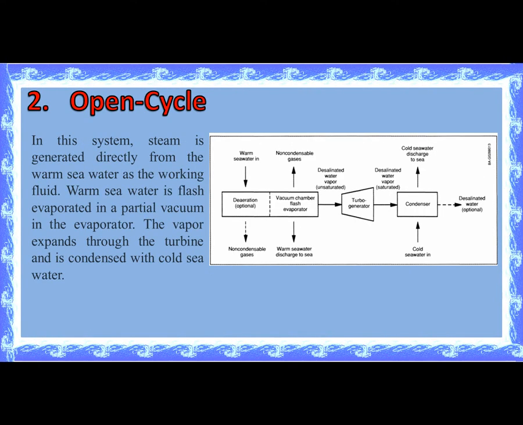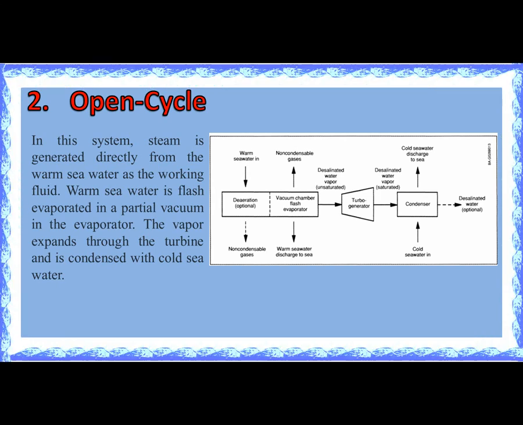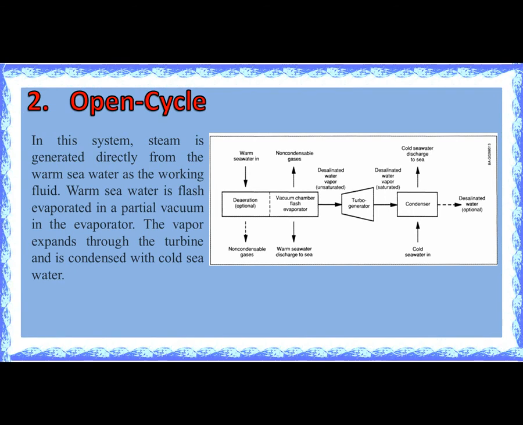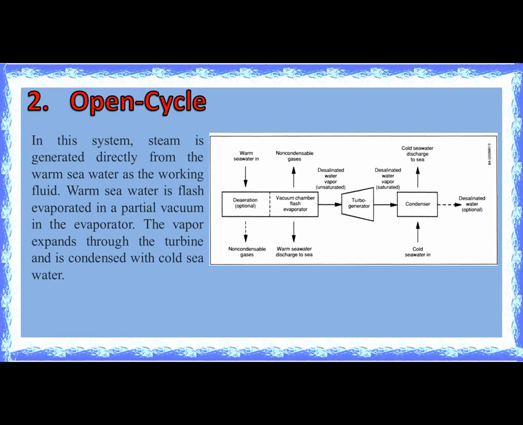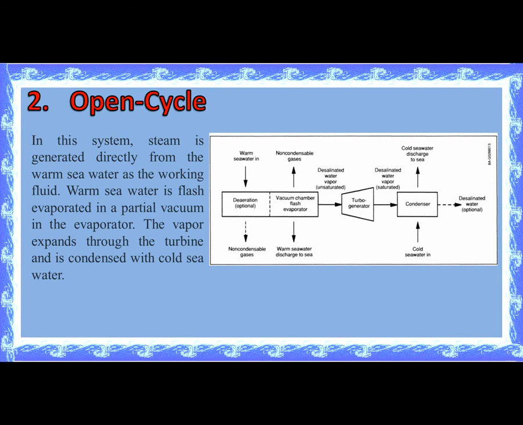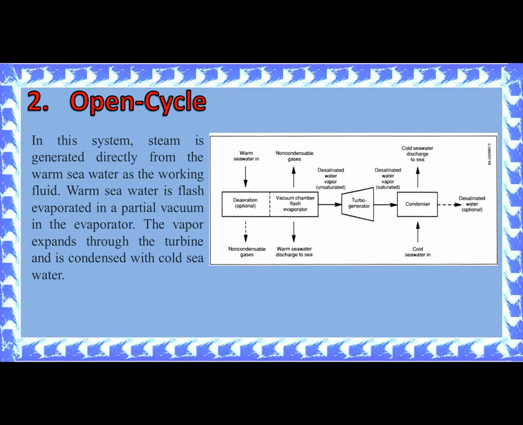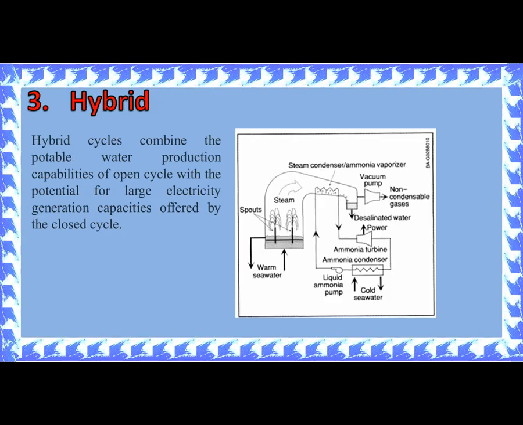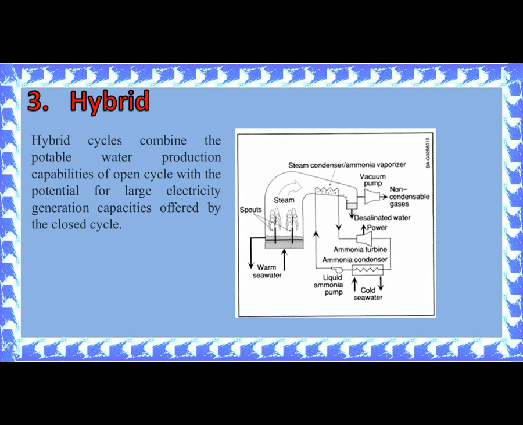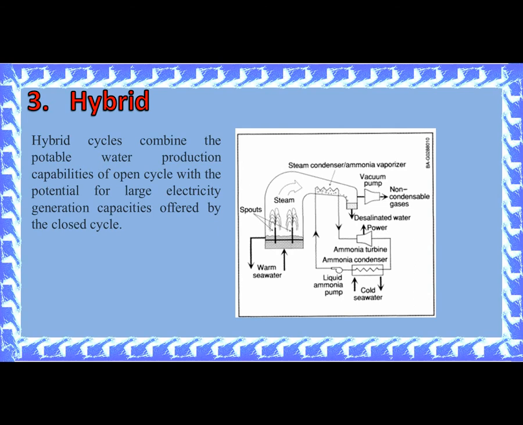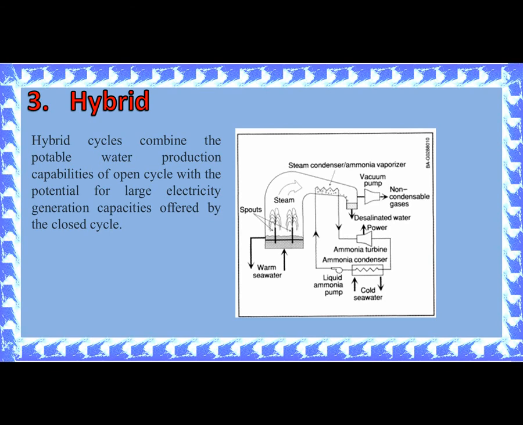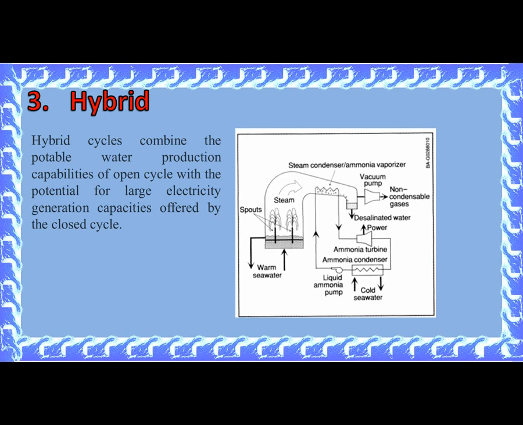Second is the open cycle. In this system, steam is generated directly from the warm seawater as the working fluid. Warm seawater is flash evaporated in a partial vacuum in the evaporator. The vapor expands through the turbine and is condensed with cold seawater. Third is the hybrid. Hybrid cycles combine the potable water production capabilities of open cycle with the potential for large electricity generation capacities offered by the closed cycle.